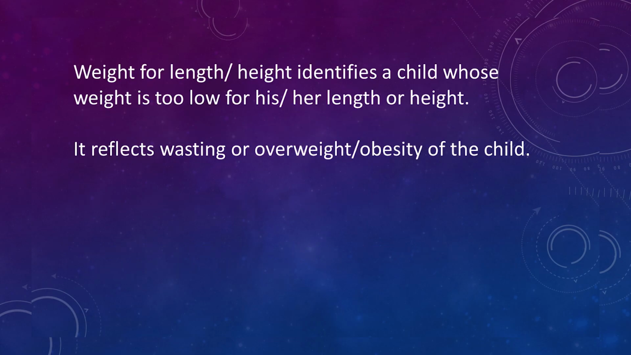Then weight for length or height identifies a child whose weight is too low for his or her length or height. So by weighing the child, we can diagnose only whether the child's weight is normal for his height and sex, or on the lower side. So it reflects wasting or overweight and obesity of the child. So from weighing we can diagnose wasting, or that the baby is overweight or obese.